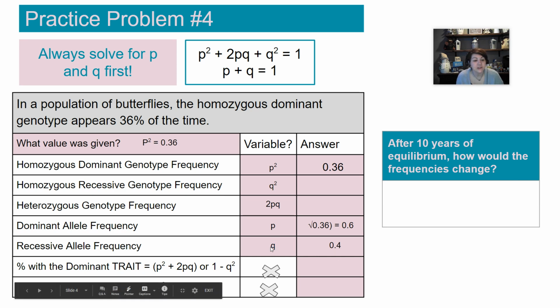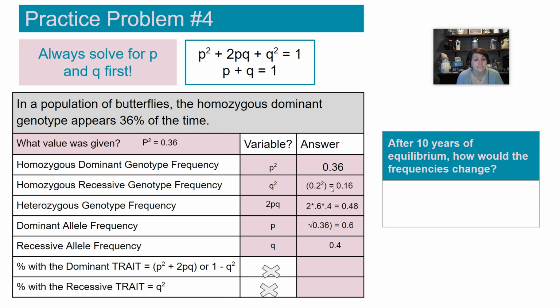Now I'm going to take this Q value into the Q squared. So 0.4 squared. There's a typo there. Sorry, that should be 0.4 squared. Gives you 0.16. And then 2 times P times Q gives you 0.48. That's your frequency of your heterozygous there. 48% of our population is the heterozygous genotype.